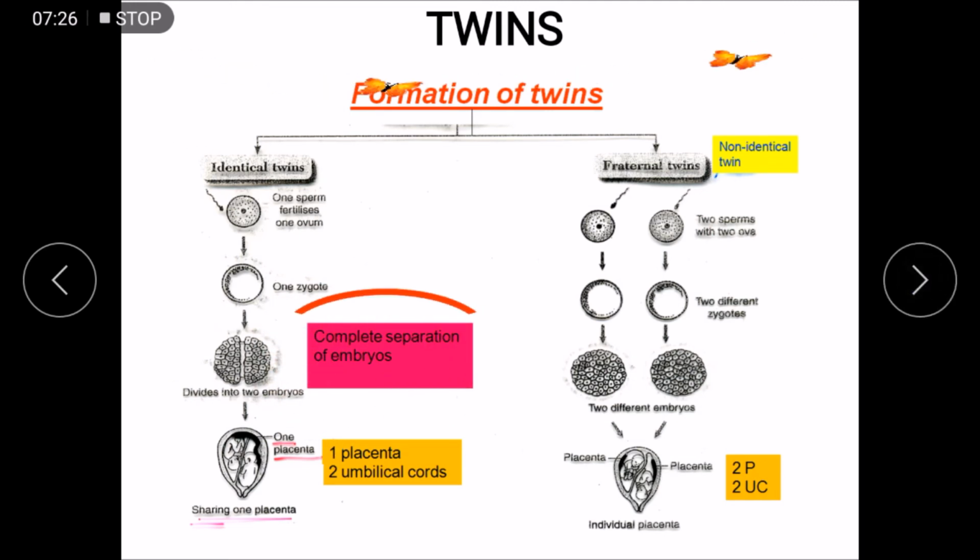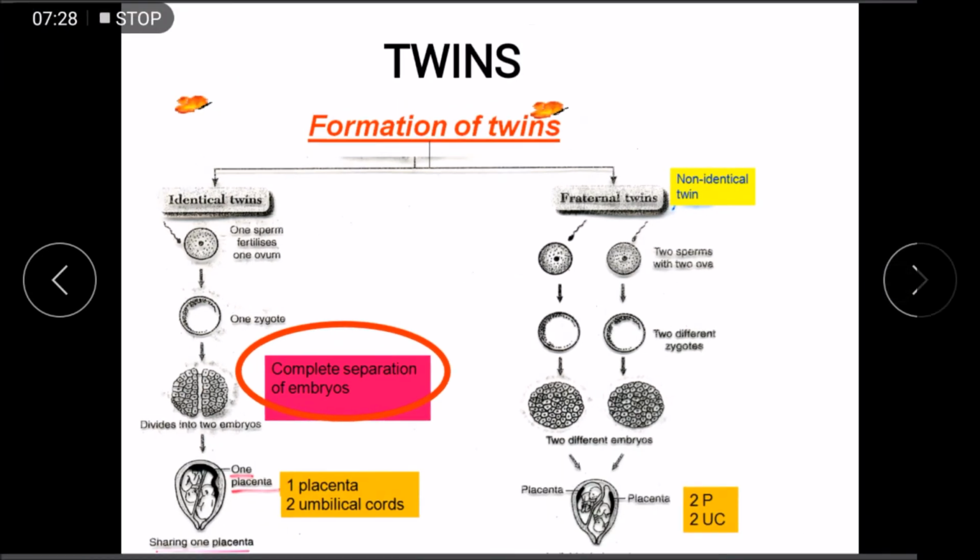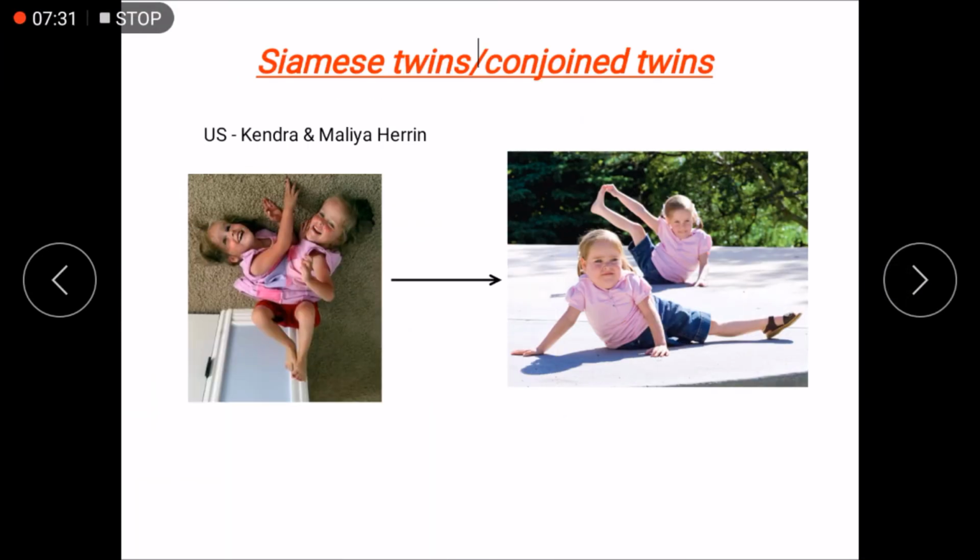Okay, you will have what we call the conjoined twins. A conjoined twin is, you see, you can join at any part. This example that I take from online is the name of Kendra and Melia. They are joined at the leg.